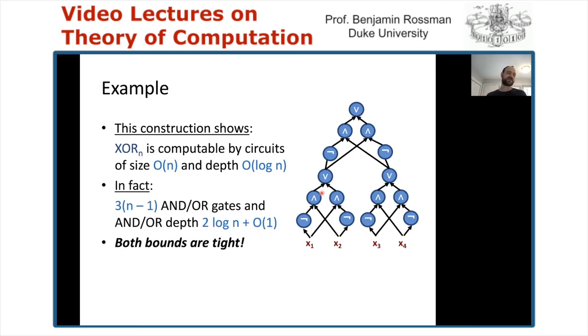In fact, you can check for yourself that in total, you'll get 3n minus 3 AND and OR gates and depth 2 log n plus order 1. And it turns out you can show that both bounds are tight. And we'll actually discuss this later on.